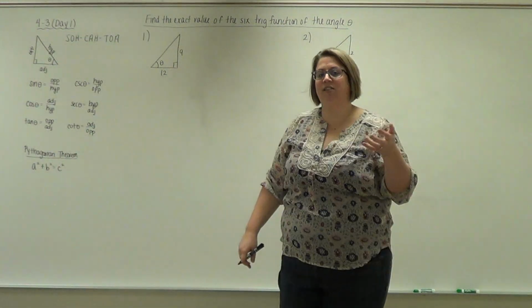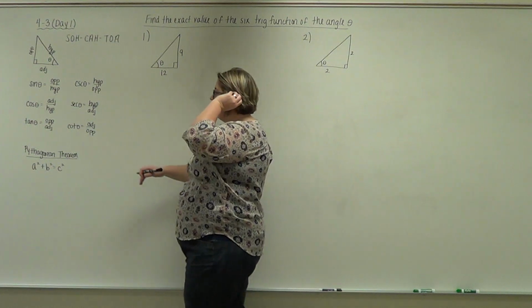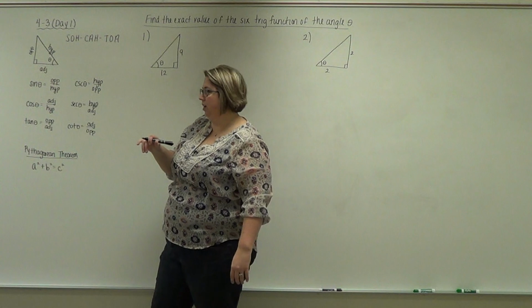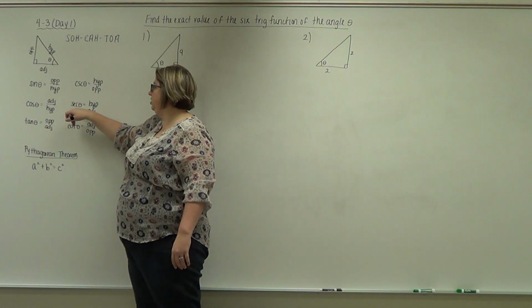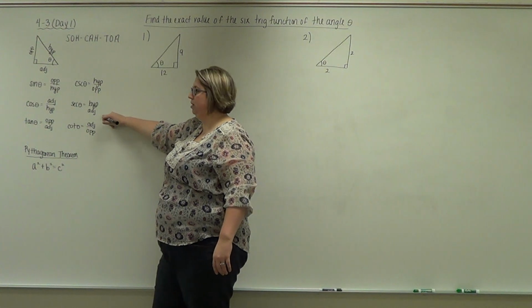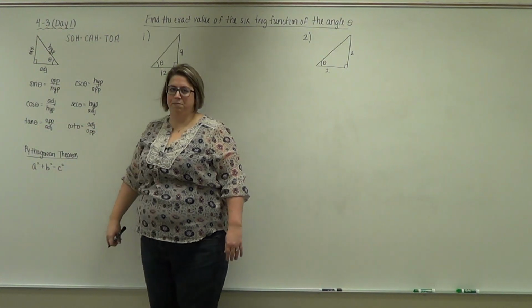Then you also have the reciprocal ones: cosecant, secant, and cotangent. So cosecant is the reciprocal of sine, so cosecant is hypotenuse over opposite. Secant is the reciprocal of cosine, so hypotenuse over adjacent. Same thing for cotangent, the reciprocal of tangent, adjacent over opposite.